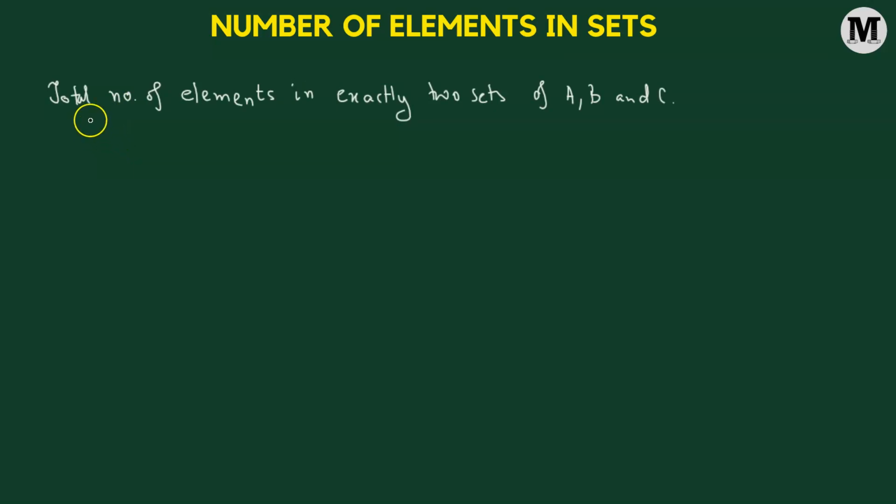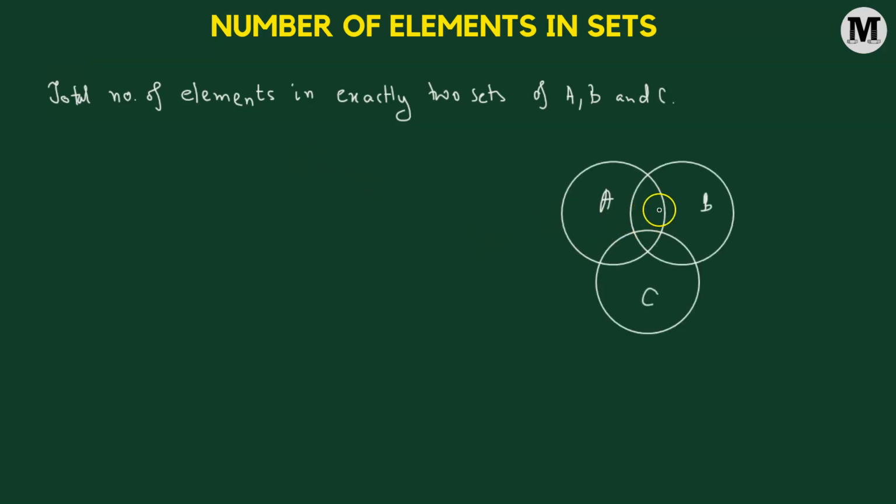Let's try to understand how to calculate the total number of elements when it is present in exactly 2 sets of the 3 sets A, B, and C. This could be best understood with the help of a Venn diagram. So here we are considering 3 overlapping sets A, B, and C. Now let us suppose that an element belongs exactly to 2 sets at a time.